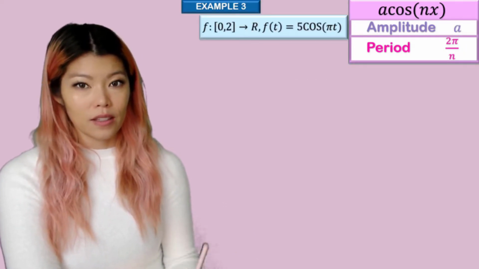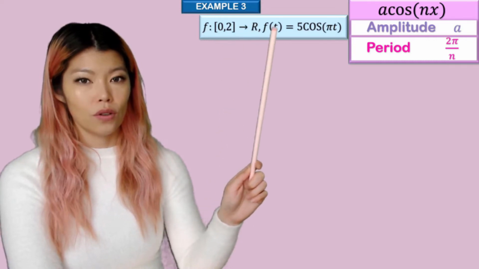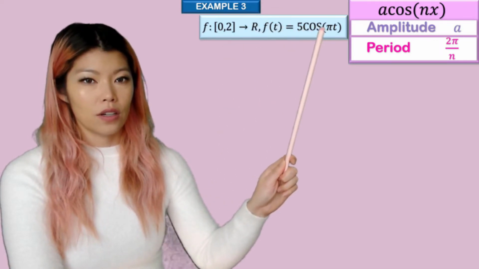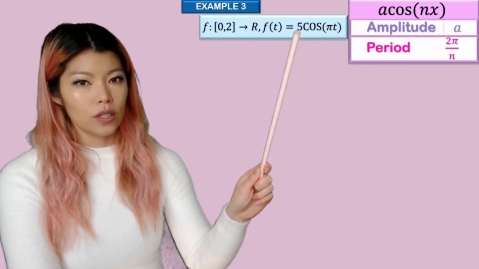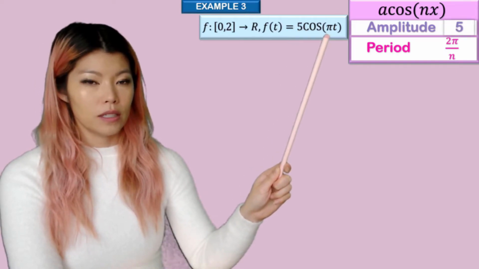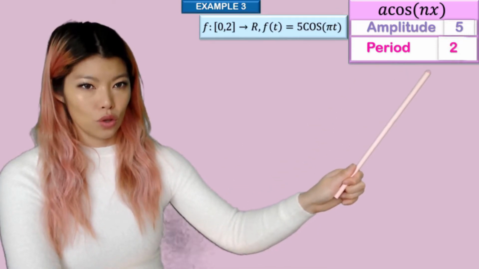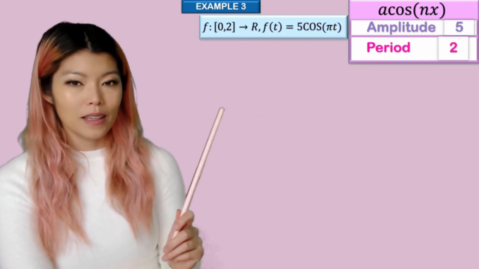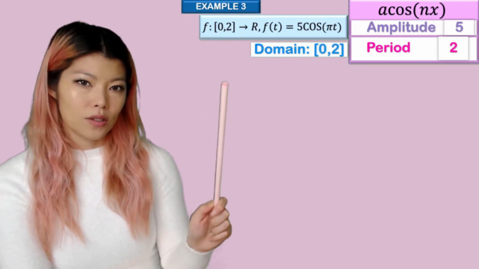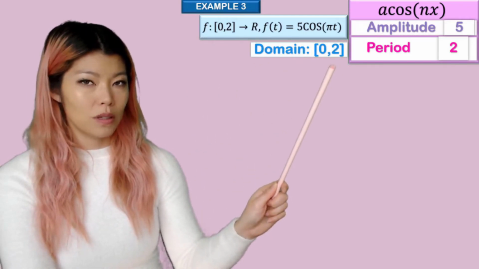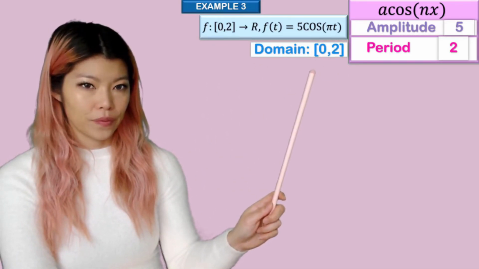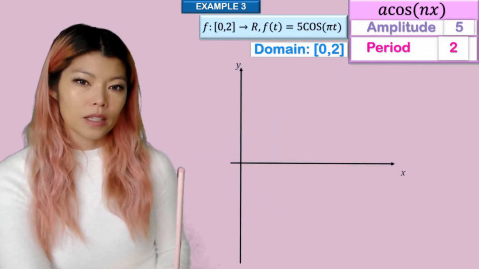Example 3, sketch the function between 0 and 2 for when the function is 5 cos pi t. So the amplitude is 5 and the period is 2 pi on pi, which is, what's 2 pi divided by pi? Just 2. So it's just a number this time. And we have the domain, so now our x-axis has to be between 0 and 2, which is perfect because it's a period. So let's sketch that.